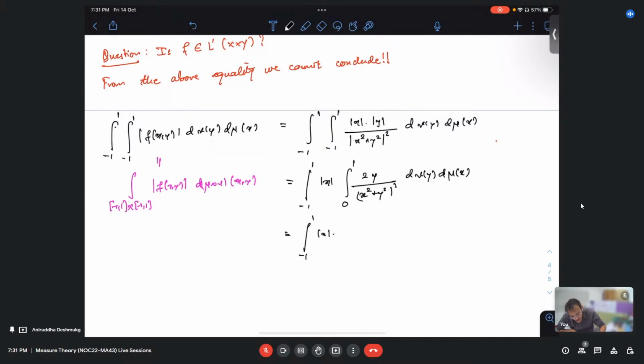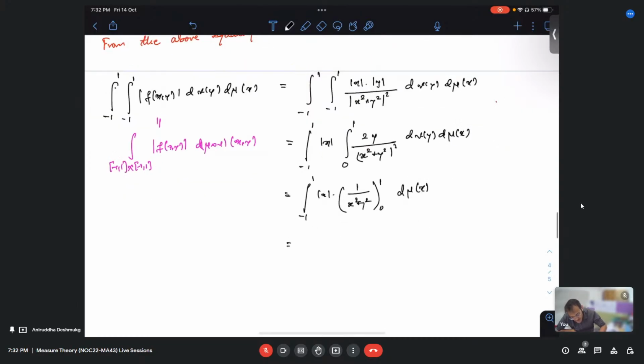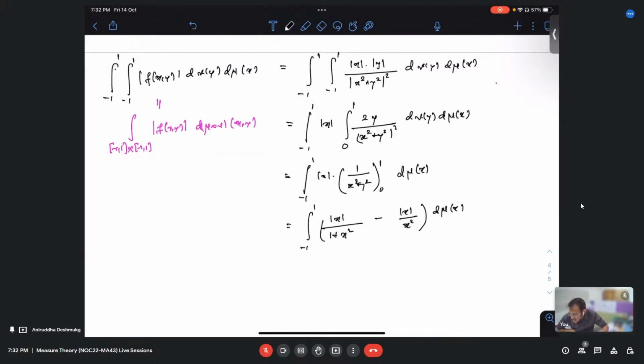-1 to 1 mod x. Now what is this? This is actually the derivative of 1 over (x square plus y square). So it is 1 over (x square plus y square) on 0 to 1, dμx, which is further the integral -1 to 1 of mod x over (1 plus x square) minus mod x over x square, dμx. So for one time I put y equal to 1, the other time I put y equal to 0. So we get this.